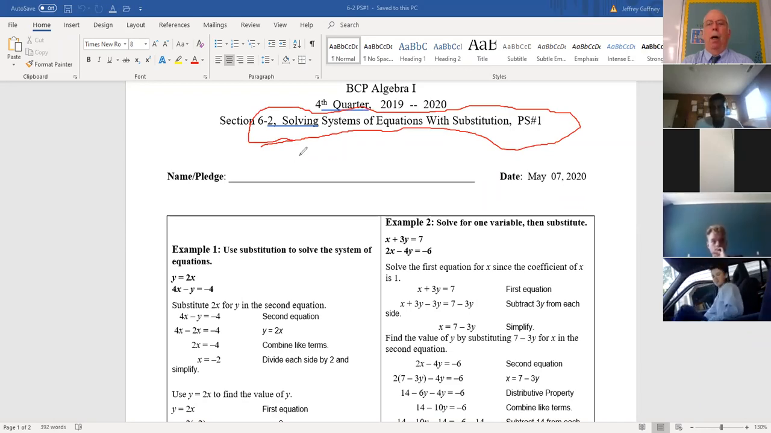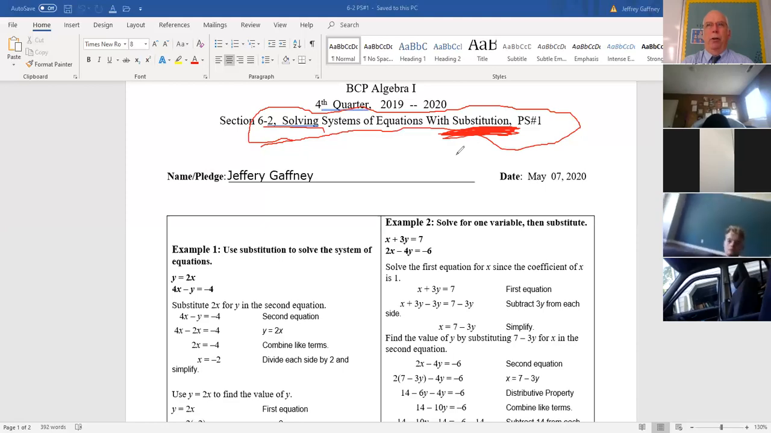Okay. So we're on 6-2, problem set 1, and we're solving these with a methodology called substitution. This is one of two methods of solving these. We're going to do substitution today, and on Monday, or Tuesday, we're going to use a process called elimination. I'll teach you both ways, and you can then pick which one you think you're most proficient in.